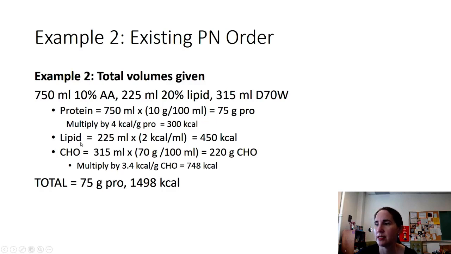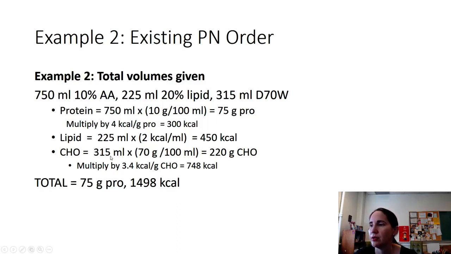Then with the lipids, again, in this case we know our total volume, so they're going to be using a 250 mL bottle, but 225 mLs, and 20% lipid we just know is 2 calories per mL, just like 10% lipid is 1.1 calories per mL. And that gives us 450 calories from lipid.